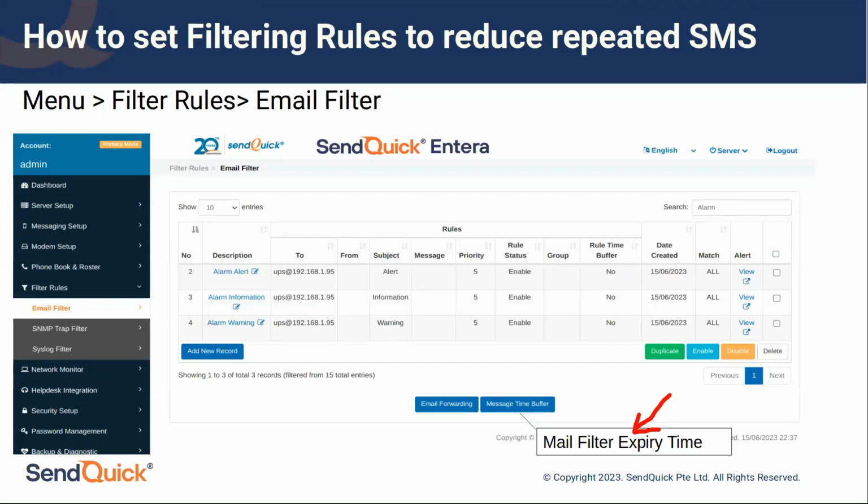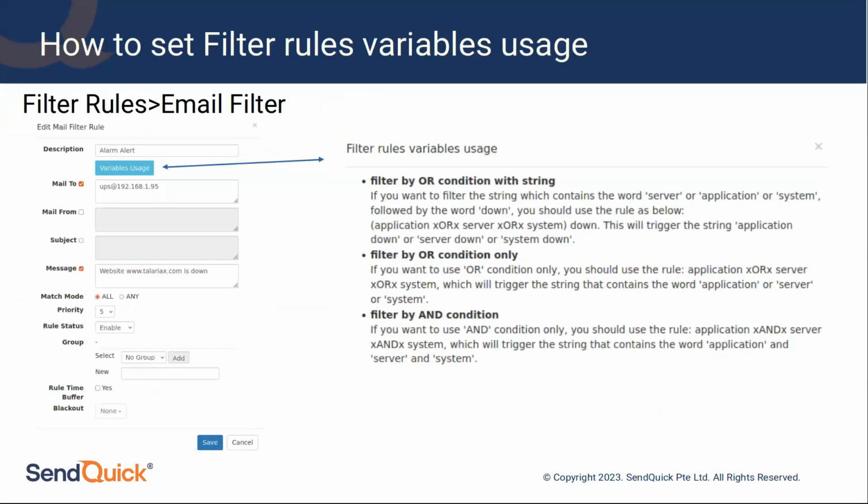In the next slide, we will touch on how to set filtering rules for various usage. Here we can put in conditions for filtering rules. You can filter by all or filter by any condition. SendQuick can detect the keyword for all, for example, all server, application, or system, so you can detect by the keyword.